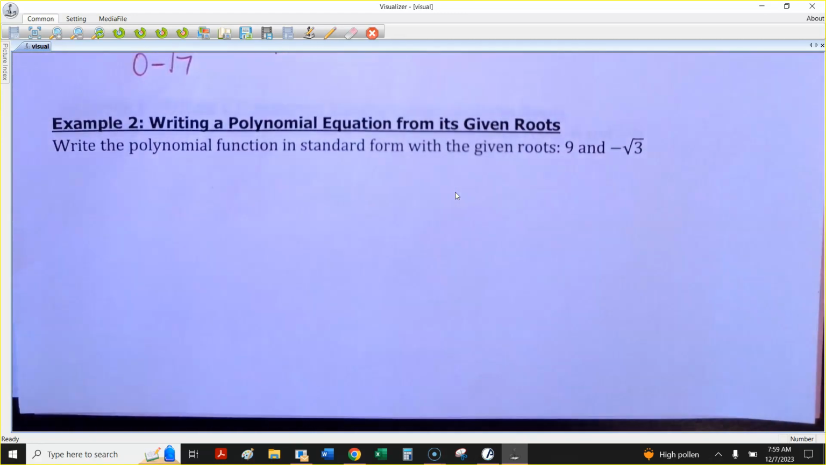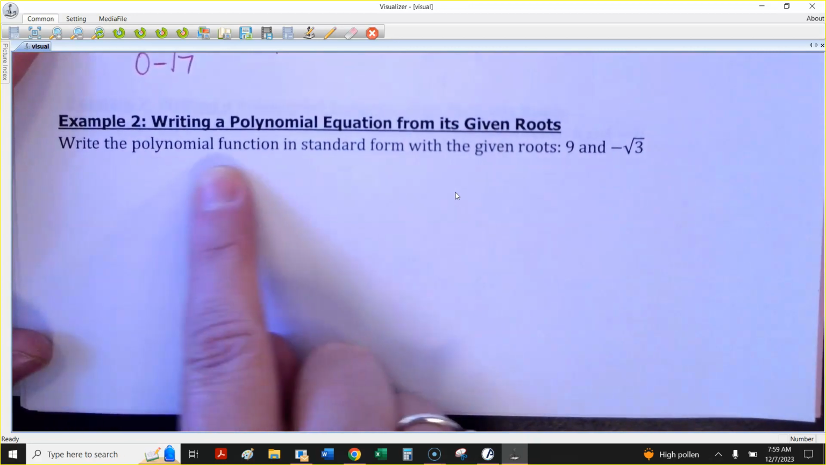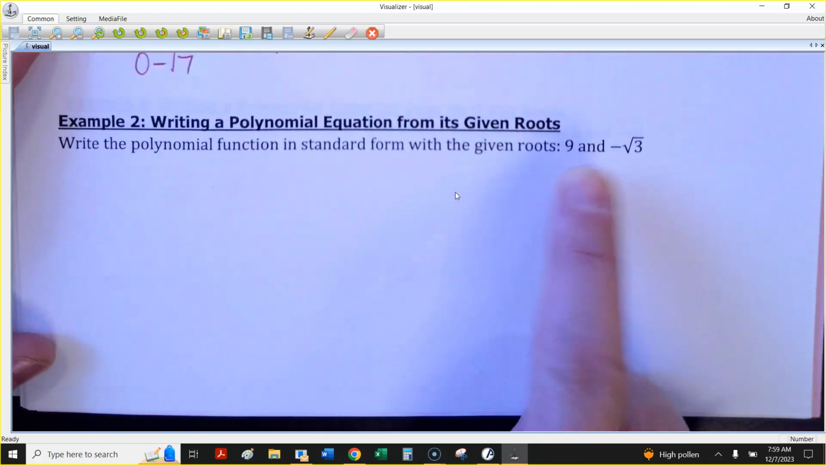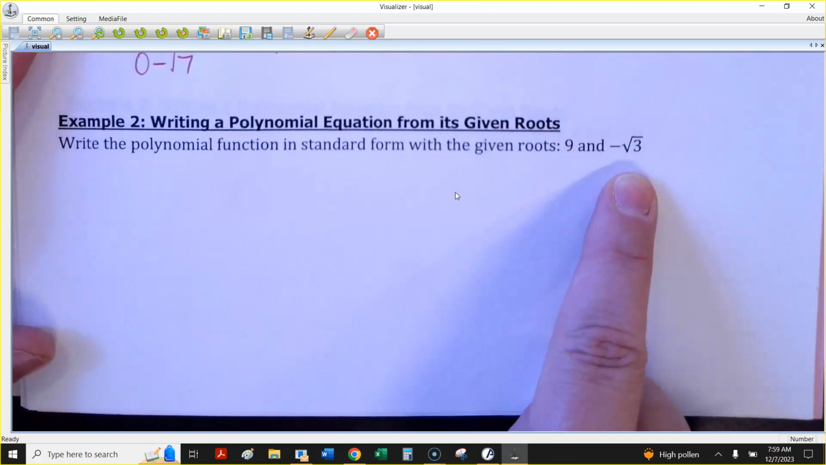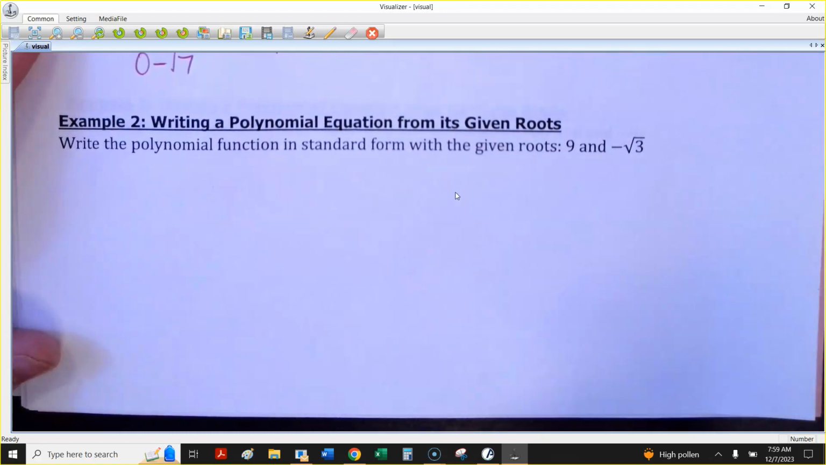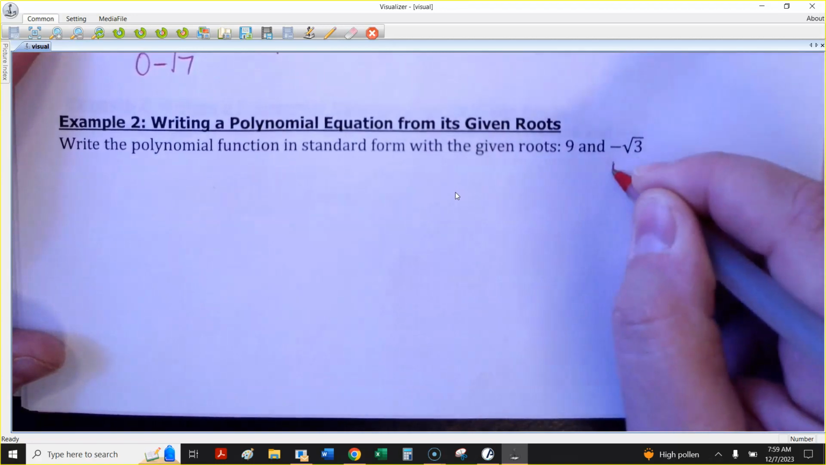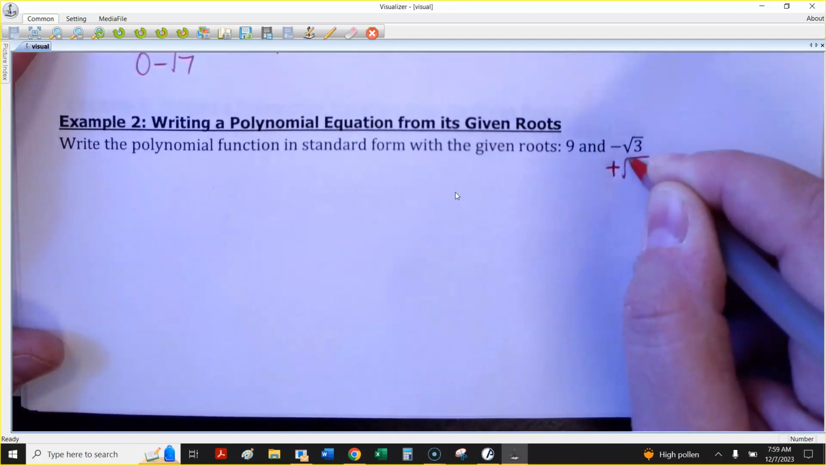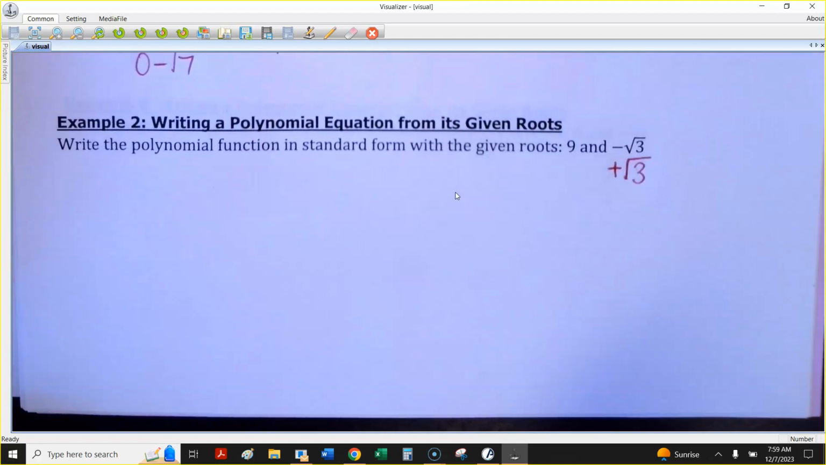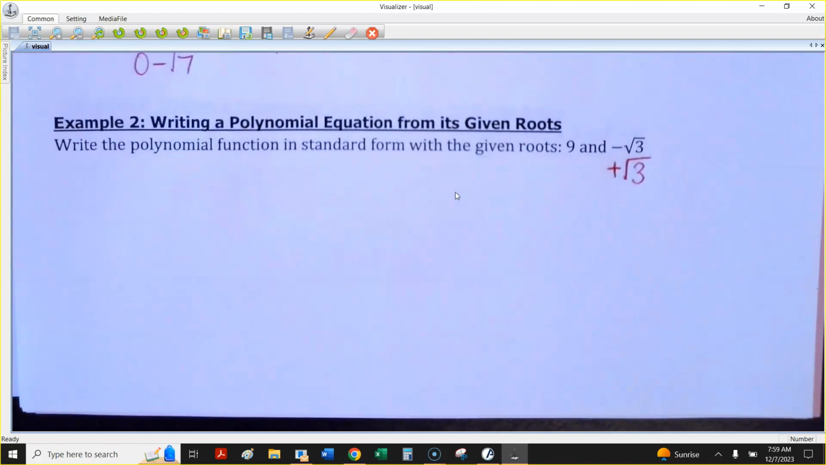Okay, so here's what this says. Write the polynomial in standard form with the given roots. So it gives me 9, and it gives me a square root. If you see a square root that's not a perfect square, automatically you're going to get another one. So this says negative square root of 3. So even though they didn't type it in the problem, I automatically also know that positive square root of 3 is going to be an answer.